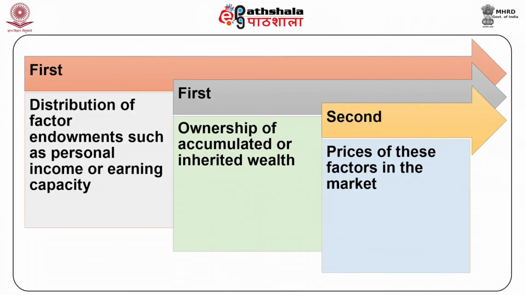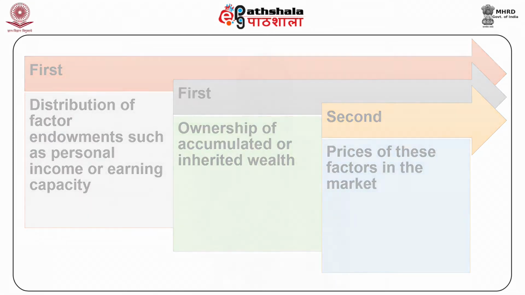A welfare state should provide social justice by giving equitable distribution of income and wealth. The distribution of economic resources depends on two factors. Firstly, distribution of factor endowments such as personal income or earning capacity and ownership of accumulated or inherited wealth, and secondly, prices of these factors in the market.